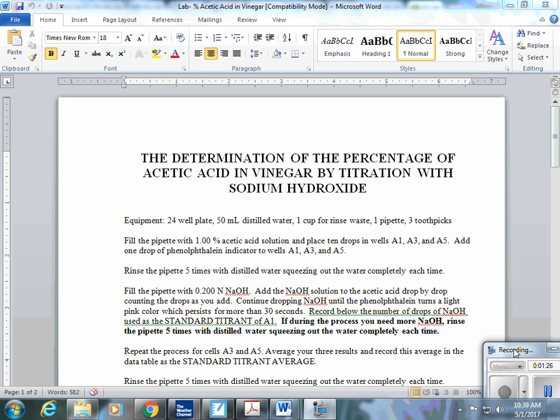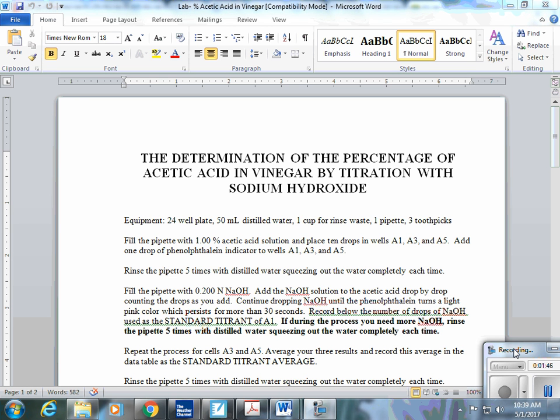So, since we have phenolphthalein with an acid, what color should you see? Yes, ladies and gentlemen, you will not see a color. It should be colorless or a very dim white, okay, since you have an acid.